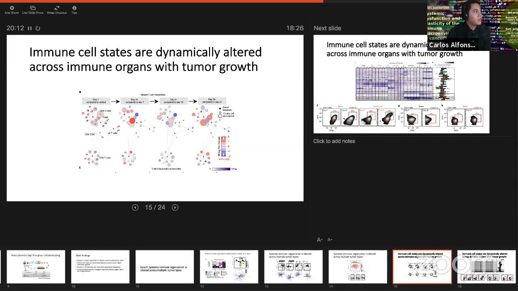So one of the things that they did is to compare different days of tumor progression, and they compare each day with the day before. What we are looking at is how the proportion of the different cells is changing across the different time points. So we start with some proportion of CD4 T cells, and these CD4 T cells are gradually diminishing across the progression of the tumor. And the amazing thing is that this is happening in the spleen.